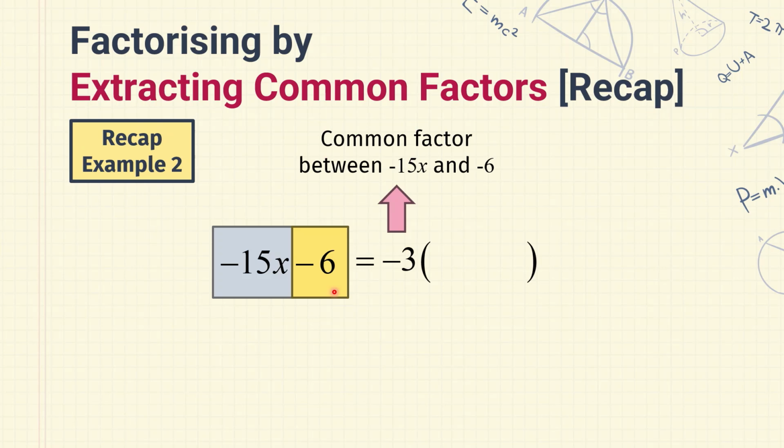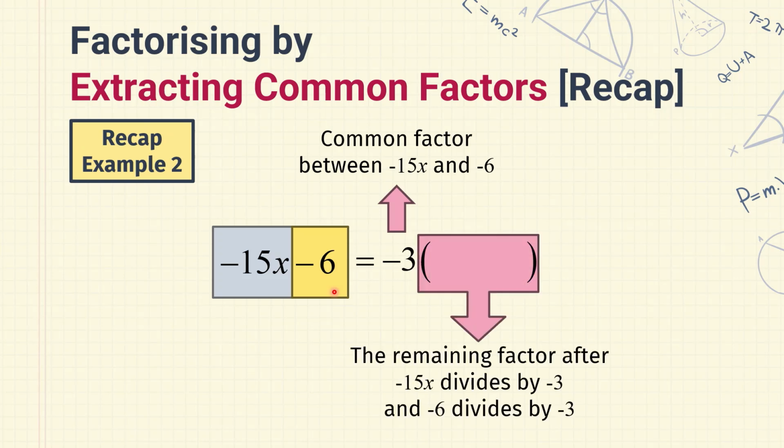Taking that out, we need to consider what is left behind for our remaining factor. The remaining factor is negative 15x divided by negative 3 and negative 6 divided by negative 3. Negative 15x divided by negative 3 gives us a positive 5x, and negative 6 divided by negative 3 gives us a positive 2. Therefore, the factorized form of negative 15x minus 6 will be negative 3 times 5x plus 2, where the multiplication sign is replaced by the brackets.